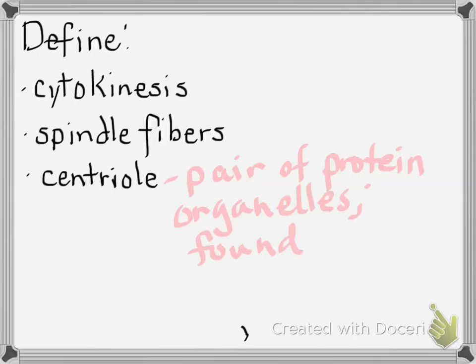Plants don't have these. They have the spot called the centrosome, but they don't have the centrioles. That's very good. Okay, these are the proteins that pull chromatids apart. Spindle fibers.